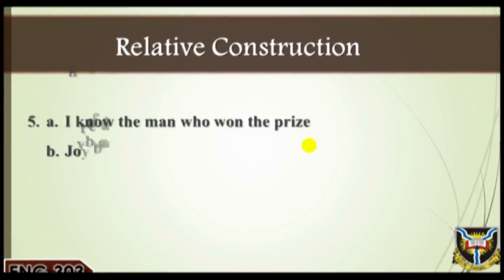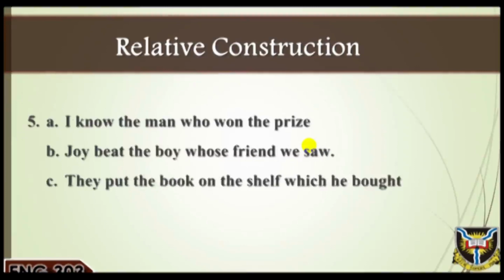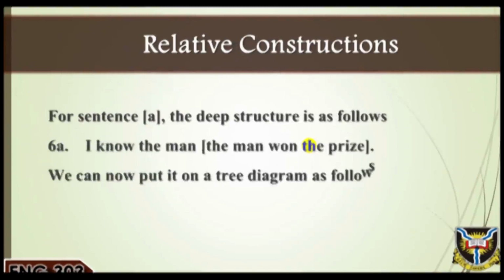Here is another set of sentences for further analysis. A. I know the man who won the prize. B. Joy beat the boy whose friend we saw. C. They put the book on the shelf which he bought. For sentence A, the deep structure is as follows. I know the man won the prize. We can now put it on a tree diagram as follows.